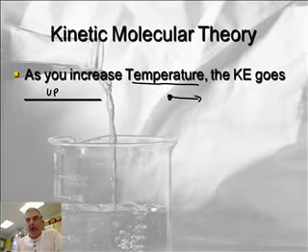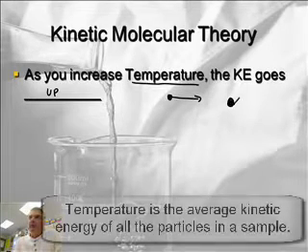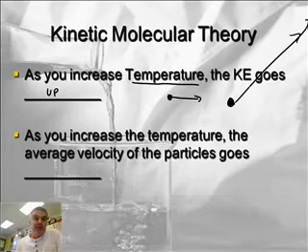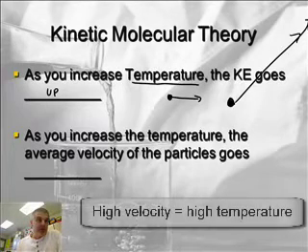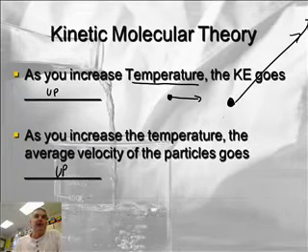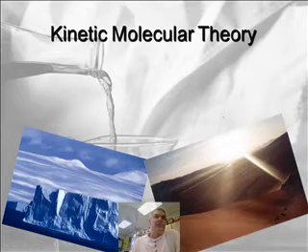So one molecule going here has a particular temperature, and then another molecule might be going much faster, and of course that would have more energy, okay? So as you increase the temperature, the average velocity of the particles goes up. They both increase. So that's as I just talked about there. I think it's going to help to understand.